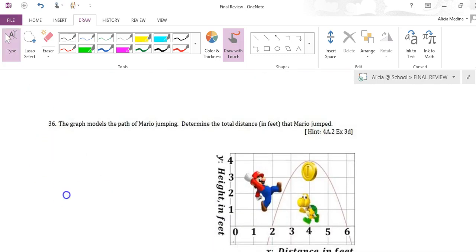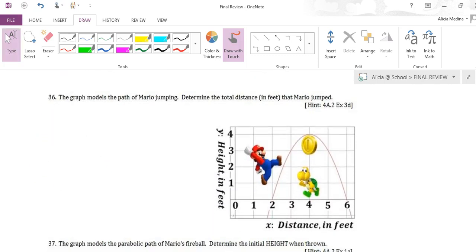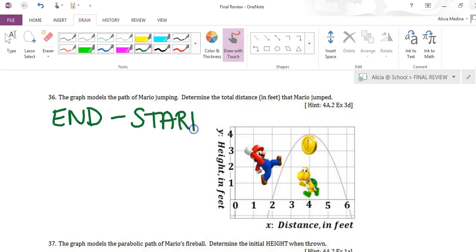Next question, example number 36. It says the graph models the path of Mario jumping. Determine the total distance in feet that Mario jumped. Now, one thing that we need to remember is that you always have to subtract the end, and we're going to subtract the start spot. So where did he end? So he ended right here at 6.